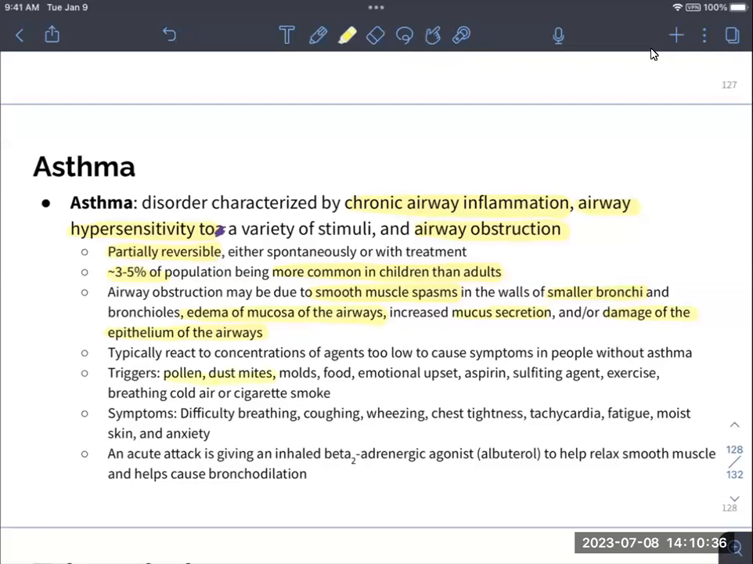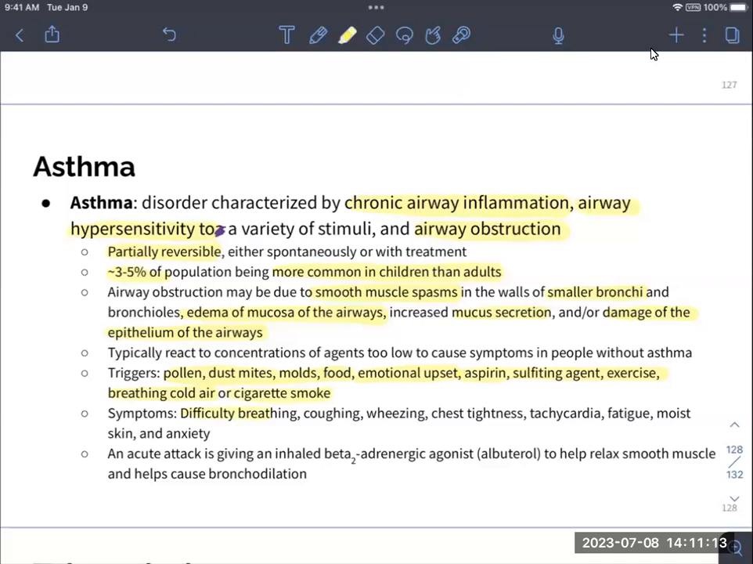Pollen, dust mites, molds, foods, even being emotionally upset, like stress, can trigger asthma. Aspirin, sulfating agents, exercise. Some people have exercise-induced asthma. They breathe just fine, but as soon as they start exercising, it triggers breathing problems. Cold air. People who have asthma have a really hard time in cold air. Again, cigarette smoking.